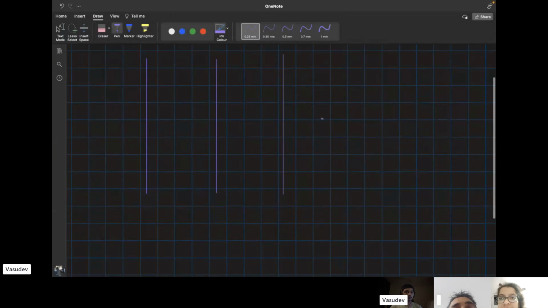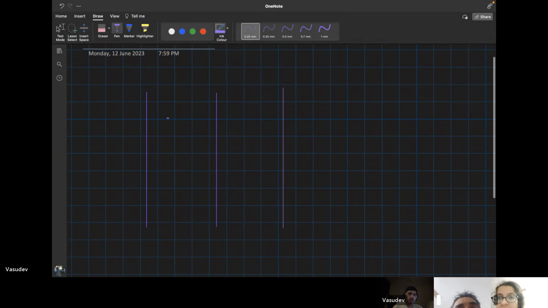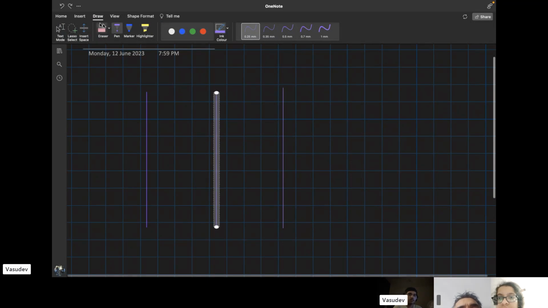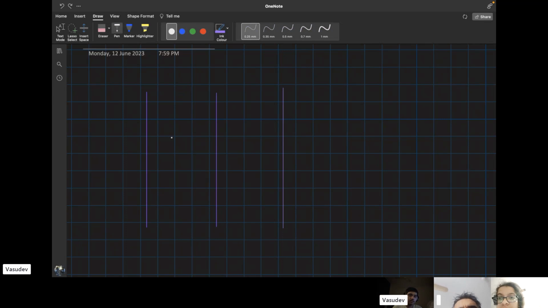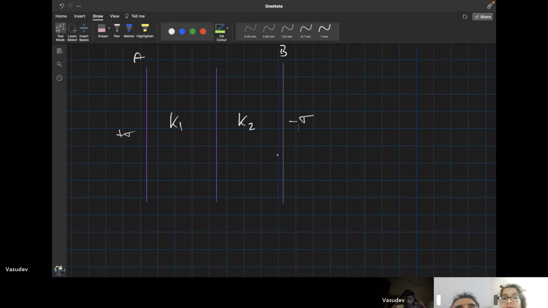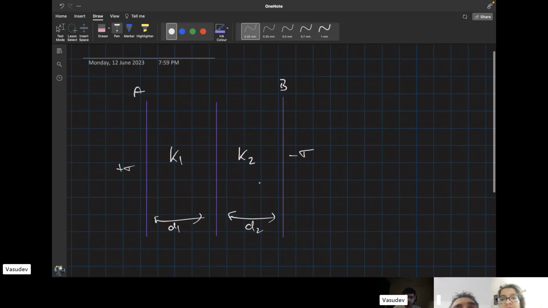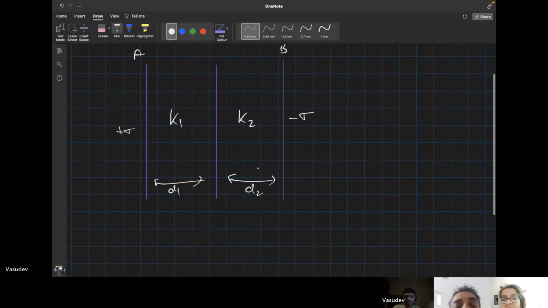So you find that? Yeah, I'm good. Yes, sir. Fill it with two dielectrics here, K1 and K2. Wait a second, I'll just switch to a better color. Okay, so this is dielectric with constant K1. This is dielectric with constant K2. Both of these are plates, A and B, and both of them have charge plus sigma and minus sigma. One is with D1 thickness, the other is with D2 thickness. This is D1. This is D2. You're supposed to find the charge on the interface.